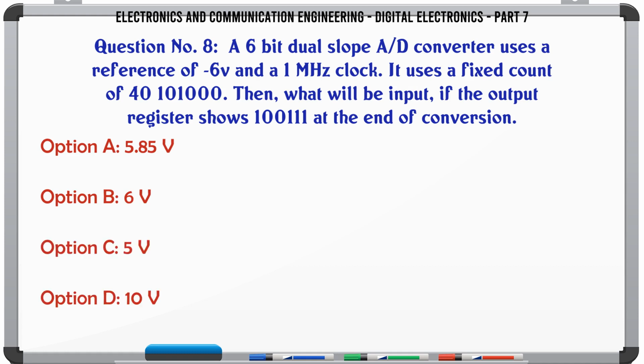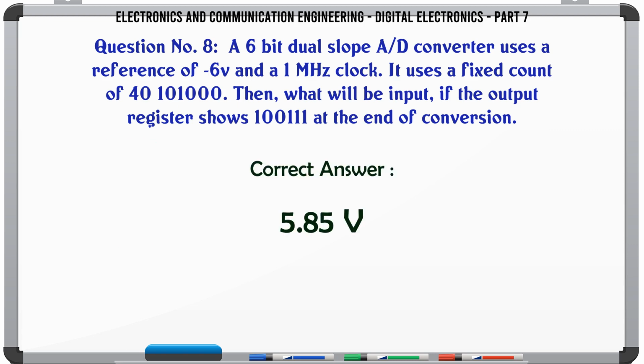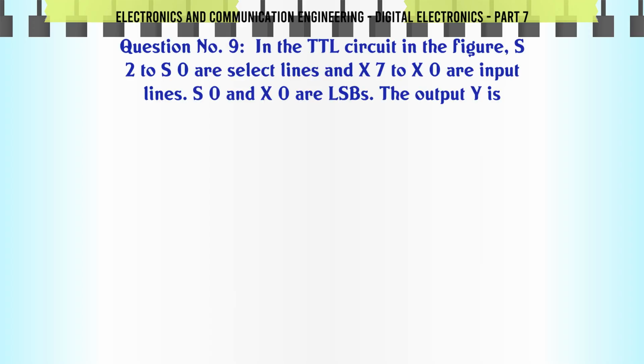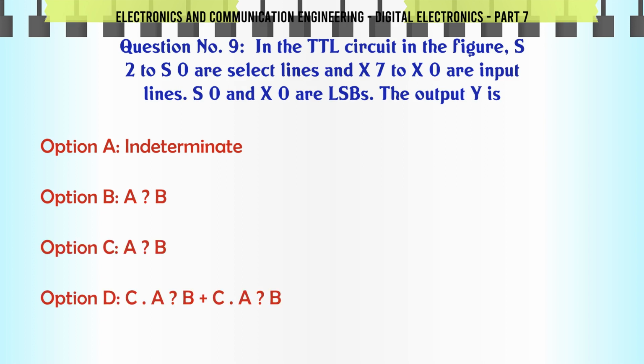A 6-bit dual-slope AD converter uses a reference of 6V and a 1 MHz clock. It uses a fixed count of 101000. Then what will be the input if the output register shows 100111 at the end of conversion? A. 5.85V, B. 6V, C. 5V, D. 10V. The correct answer is 5.85V.